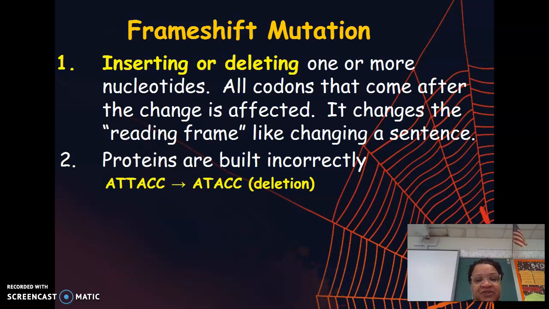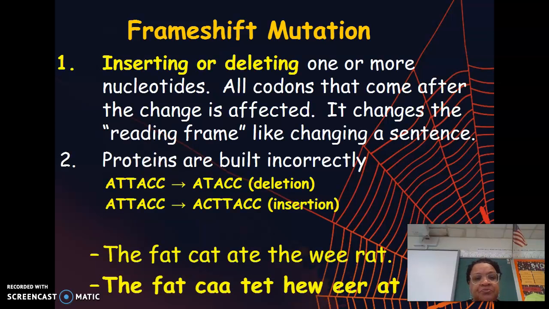A frame shift mutation is inserting or deleting one or more nucleotides. All codons that come after the change are affected. It changes the reading frame, like changing the sequence of a sentence. And because it can't build the protein correctly, the protein may not be built.